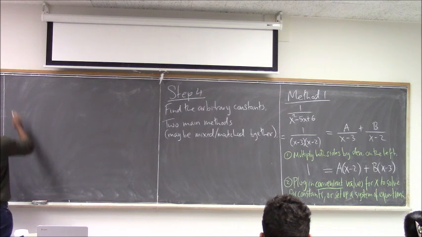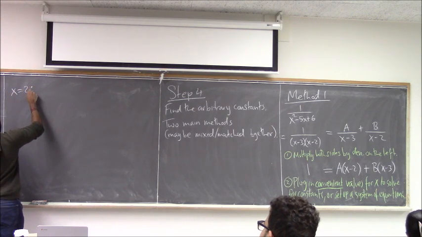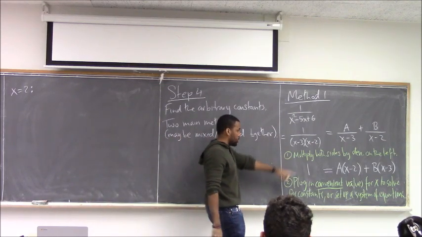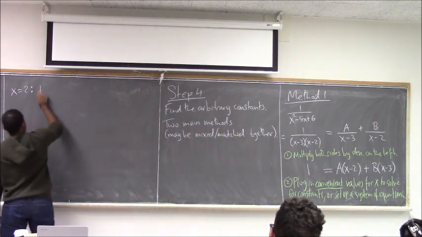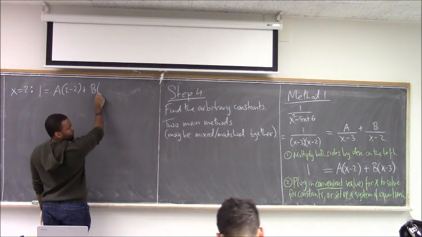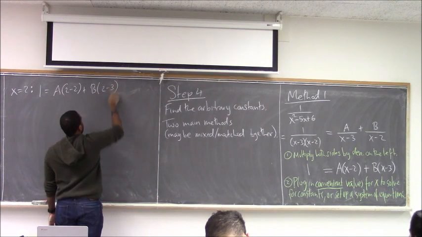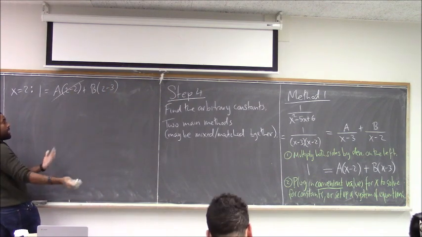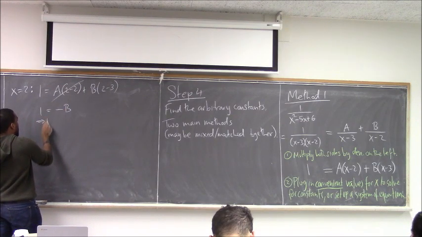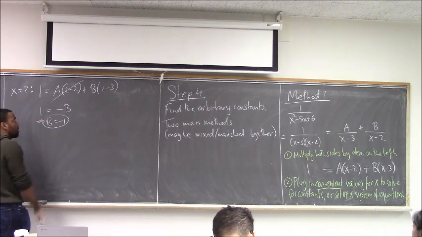2. x equals 2. So I can take x equals 2. Right? This equation must hold for every value of x. So I'm going to plug in x equals 2 here. What's going to happen is I'm going to get 1 equals a times 2 minus 2 plus b times 2 minus 3. Of course, that's going to die. And I will just have 1 equals minus b, or in other words, b equals minus 1.